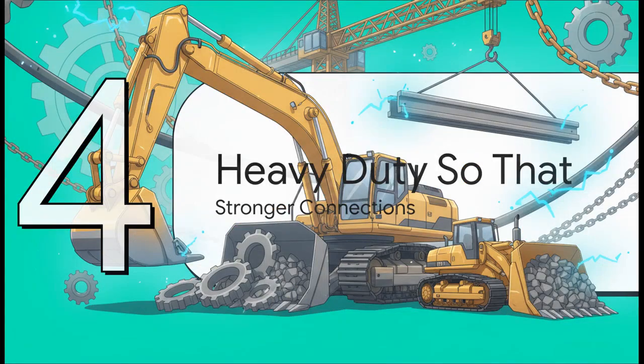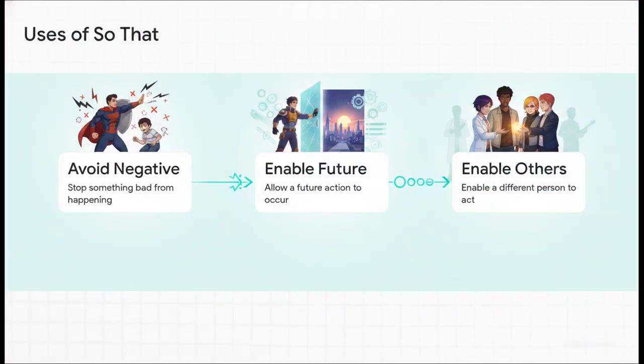All right, section 4, the heavy duty so that. Take a deep breath because we are bringing in the heavy machinery now. Sometimes to plus a verb just isn't quite strong enough for what you need to say. You need the heavy duty connector. We use so that in 3 very specific scenarios, and breaking it down into these 3 distinct steps manages the cognitive load perfectly. We use it to avoid a negative situation, to enable a future action, or to enable an entirely different person to do something.